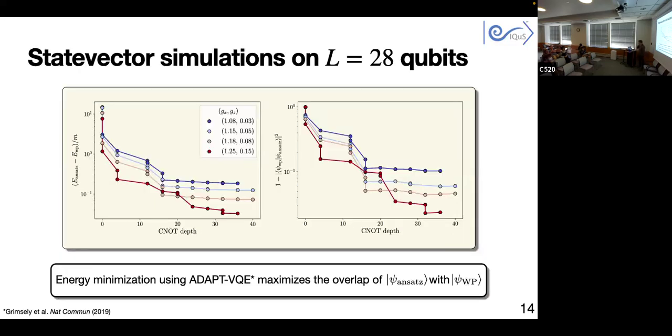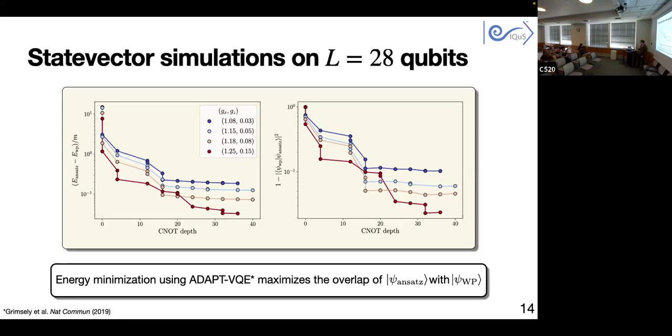Here I'm showing some results of executing this algorithm on a state vector simulator on a system size of 28 qubits. On the left, I'm showing that as you apply this energy minimization scheme as a function of the depth of your circuit, the energy is really reduced. You can see for various choices of the couplings in the Hamiltonian that the energy really does go down. And on the right, I'm showing the overlap with the exact wave packet that you can find from exact diagonalization. Because this is a small system, you can directly compute the infidelity with the state I actually want to prepare versus the one I get from this variational method.